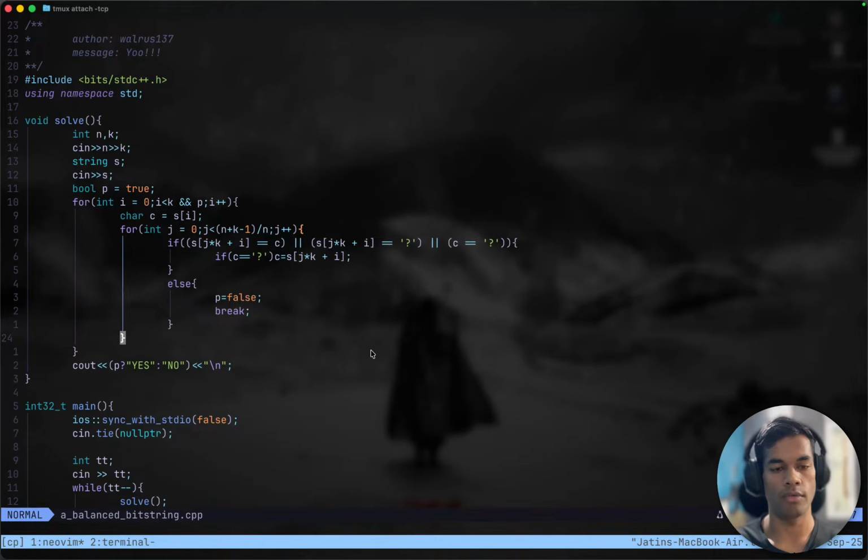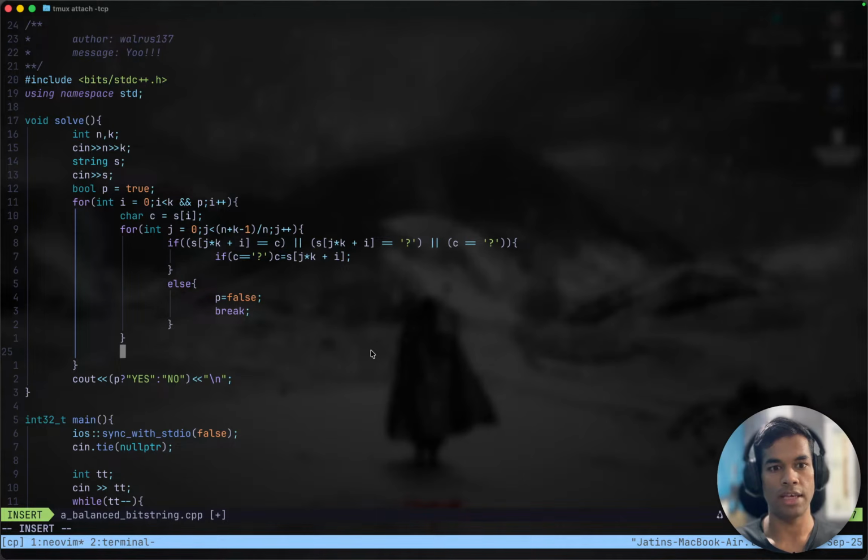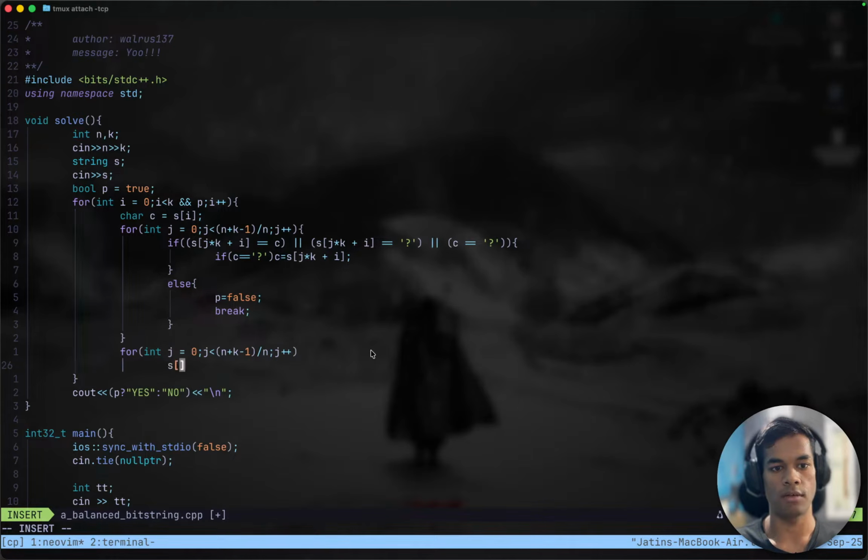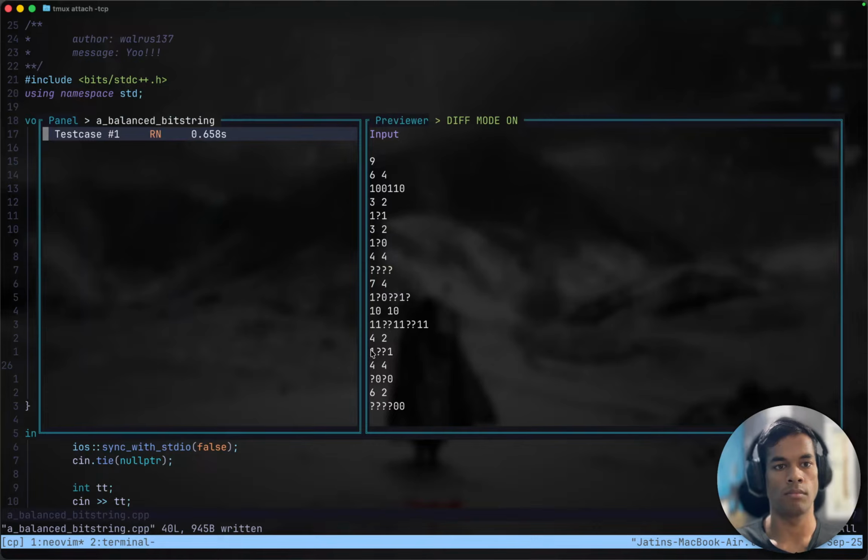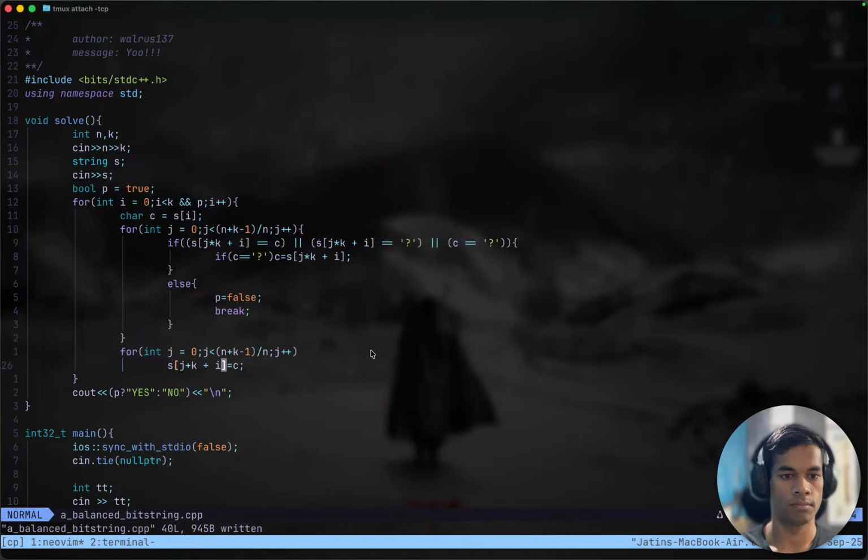Okay. And now when we are at the end, we will have C equal to something. So for int, we will go through all the strings again. Int j equals 0, j less than n plus k minus 1 divided by n, j plus plus. What we will do is s[j plus k plus i] equals j lower than the upper limit of this divided by k.